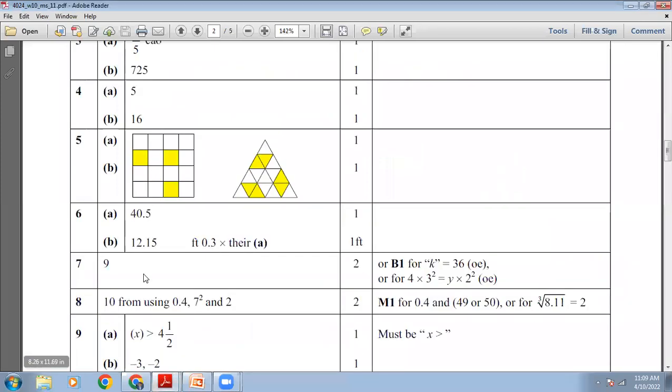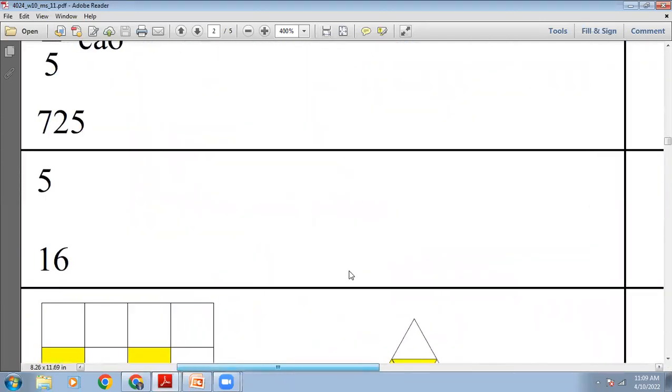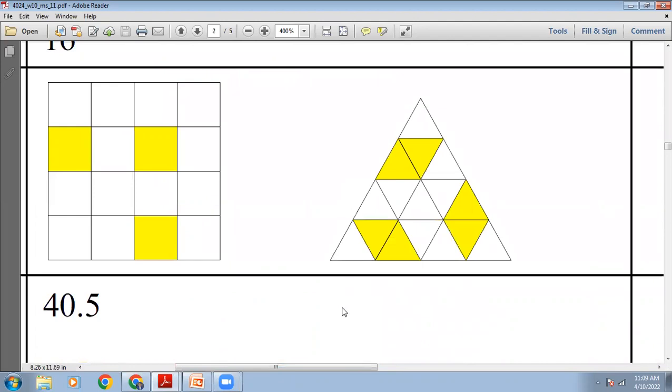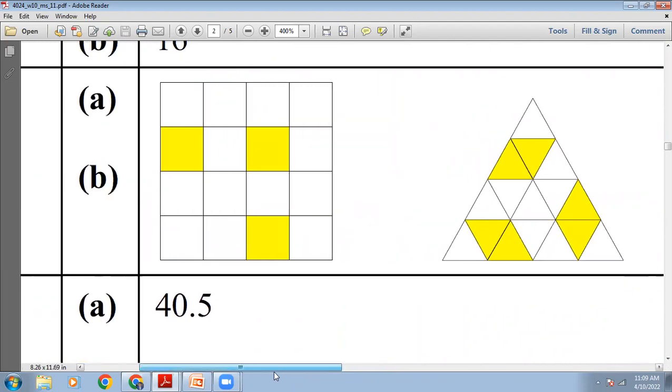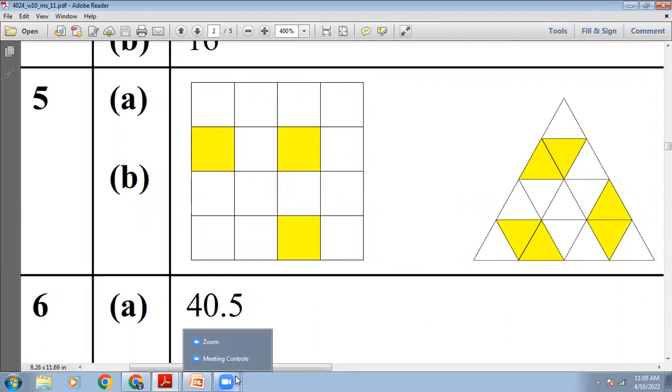Let me show you the markings. That's the marking. So you can see the marking scheme for question number 5A and B part. I hope you have understood.